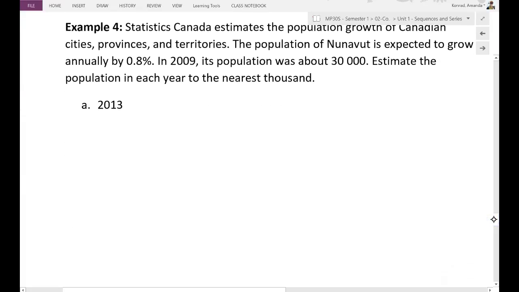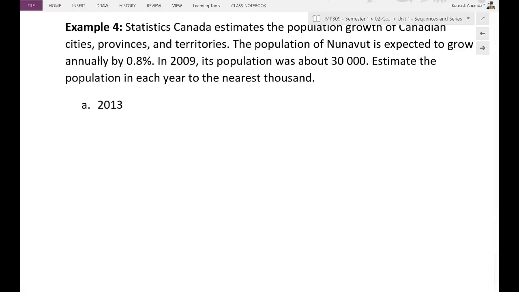So, last example. Statistics Canada estimates the population growth of Canadian cities, provinces, and territories. The population of Nunavut is expected to grow annually by 0.8%. In 2009, its population was about 30,000. Estimate the population in each year to the nearest 1,000.